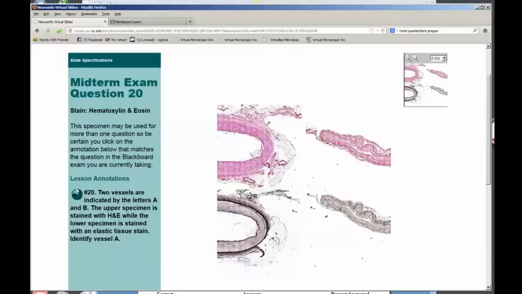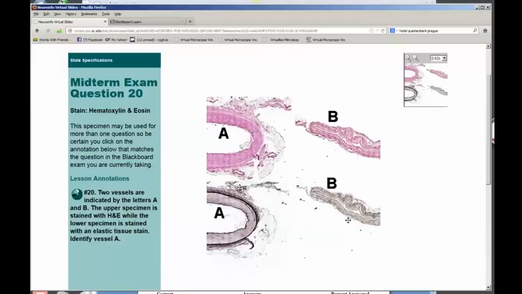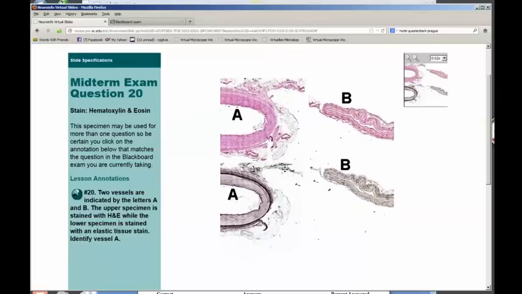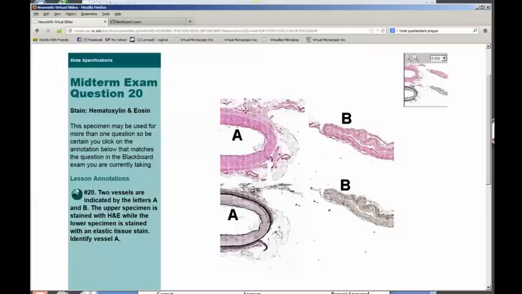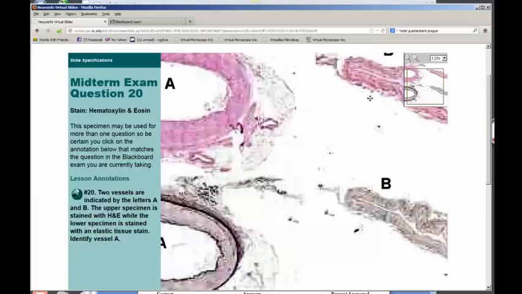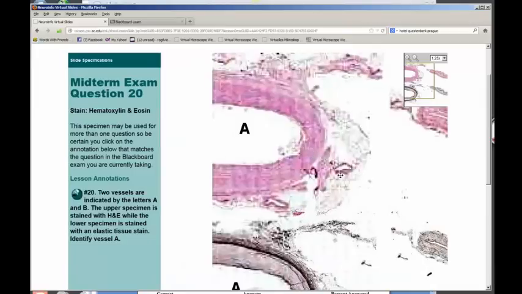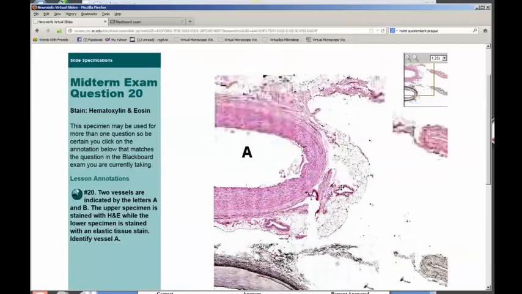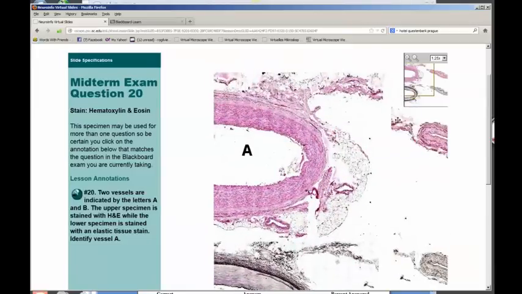Okay, question 20 says there are two vessels indicated by the letters A and B. The upper specimen is stained with H and E, and the lower specimen is stained with elastic tissue stain. So we're just going to focus on the specimen labeled A. If we magnify this, it's just part of a vessel, and it reminds you of a hollow organ. So you're thinking of heart, or blood vessels in this case, because the cardiovascular system is all you had that was hollow.